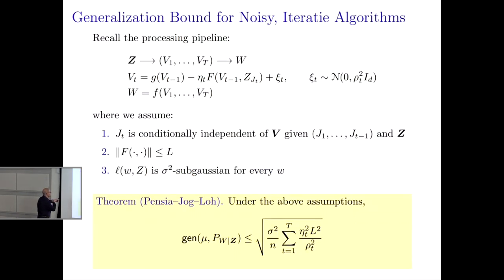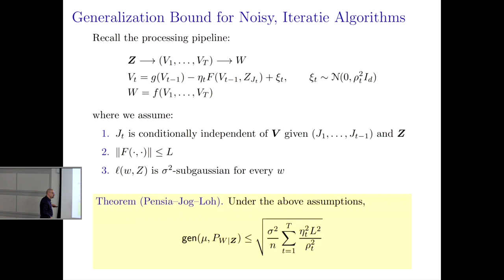So recall our processing pipeline. What we have is the data set. That data set is used to generate a bunch of iterates. The iterates then give rise to W. And the iterates are generated according to this recursive law. And we assume, as before, that J_t at each iteration is conditionally independent of V given previous choices of indices and the data. The norm of F is bounded. L of WZ is sub-Gaussian. And then for any F that was used here, we have this generalization bound.